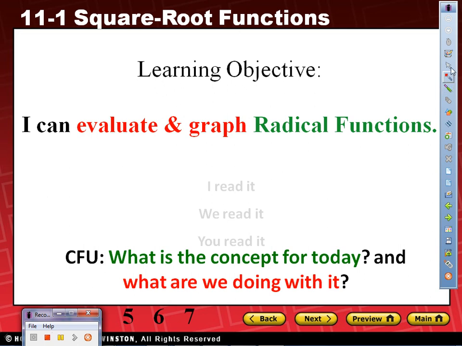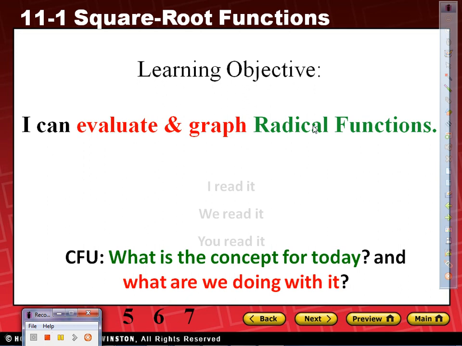Here we go. Our objective for today: I can evaluate and graph radical functions. Read it together. 1, 2, 3. I can evaluate and graph radical functions. So this is our first lesson of the last chapter of this text, and we already saw some radical expressions towards the beginning of the year.